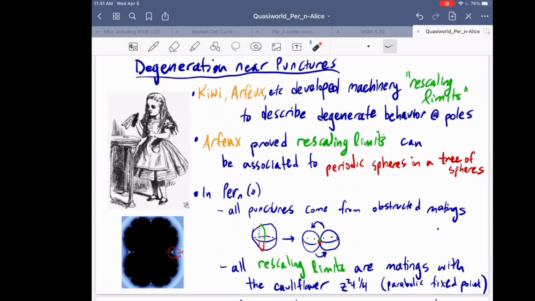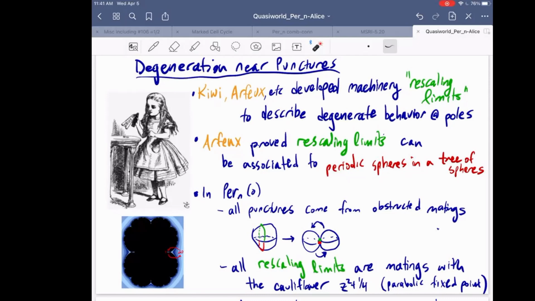First is that Kiwi and Arfa developed machinery that's called rescaling limits, which I really don't have time to adequately explain where they came from in non-Archimedean dynamics. But what Kiwi did is he made all this machinery to describe how the degenerate behavior of rational maps when they degenerate to poles. And then Arfa took this and translated it from the world of non-Archimedean dynamics and showed that you can speak about this very well in terms of understanding periodic spheres in a tree of spheres.